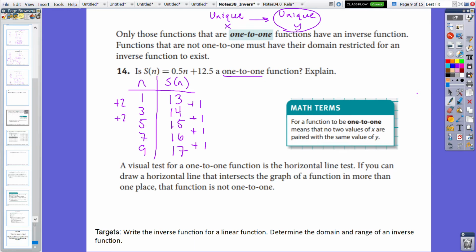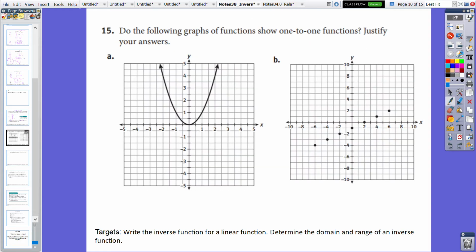If we're talking about a visual test, so if we're looking at a graph of a function to determine if it has that one-to-one quality, we do the horizontal line test. Just like the vertical line test determines if something is a function, the horizontal line test helps me figure out whether or not it'll have an inverse. So if I look at these two functions, this would be the function f of x, or y equals x squared.